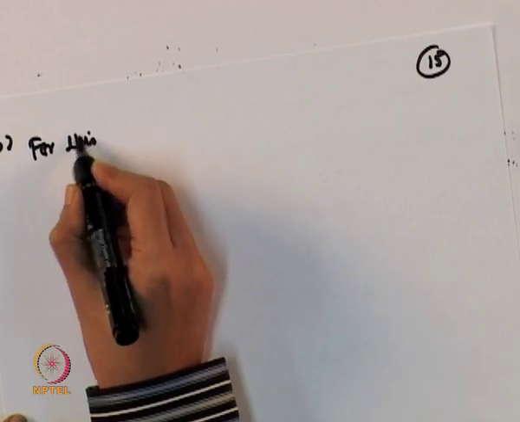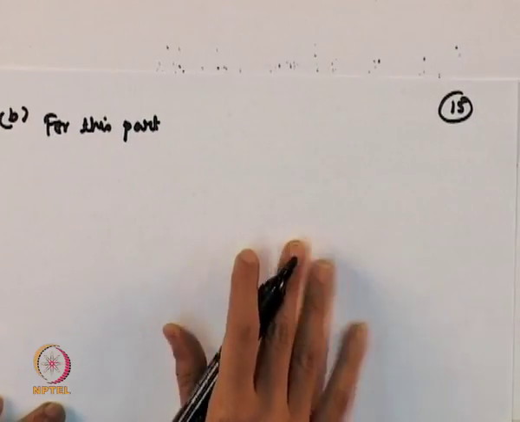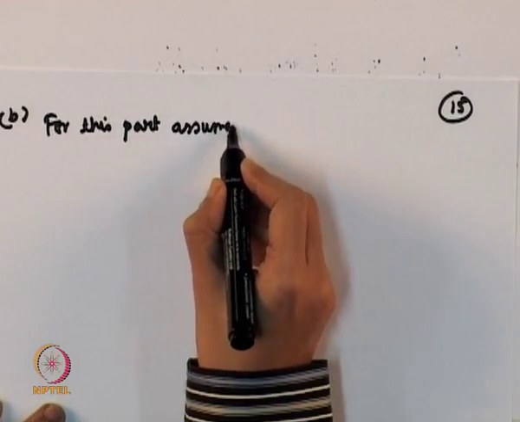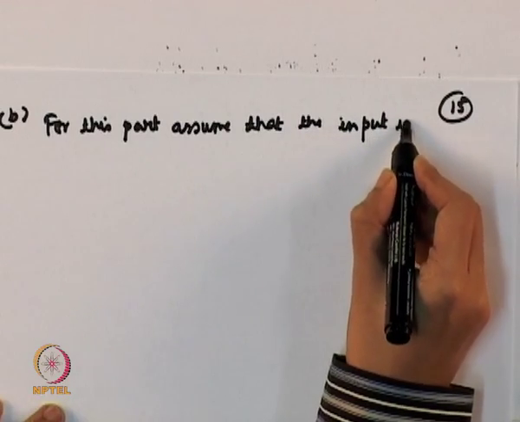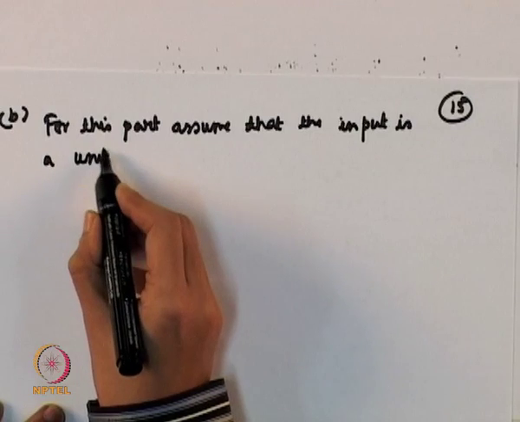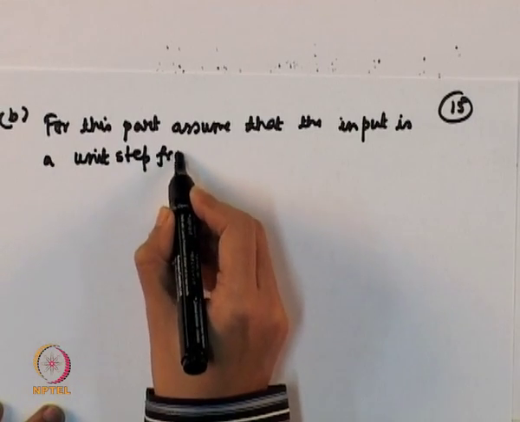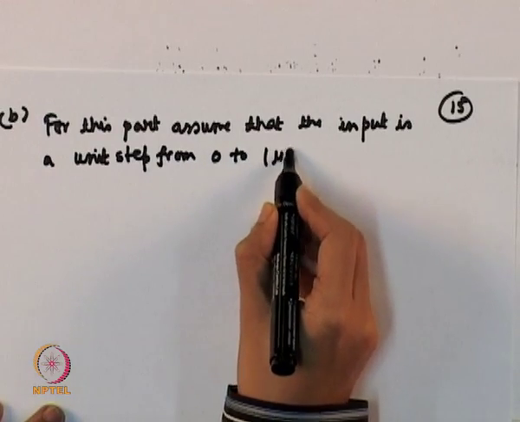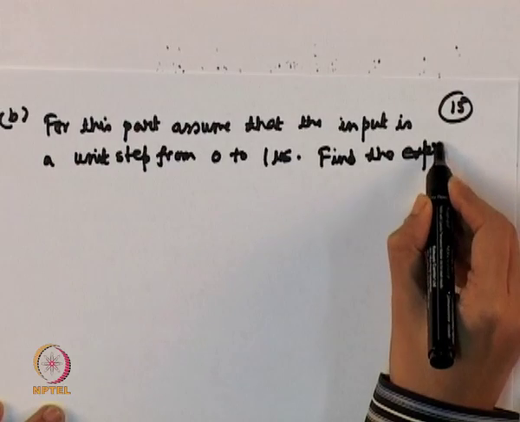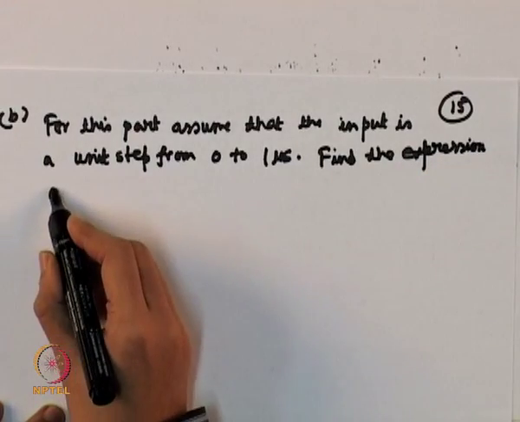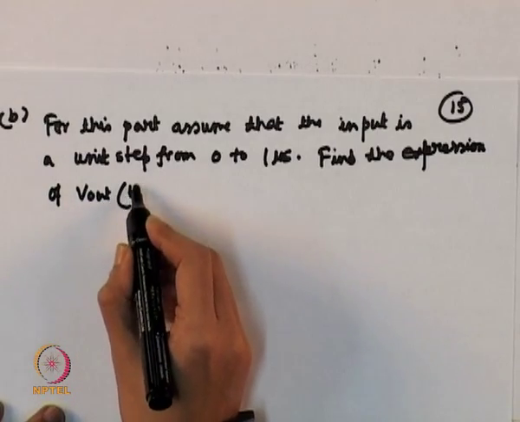Now, let us have a look at the second part of the problem. This is the third problem only, but this is the second part. For this part, assume that the input is a unit step from 0 to 1 microsecond. Find the expression of Vout(t).